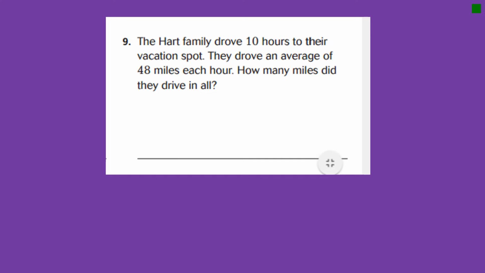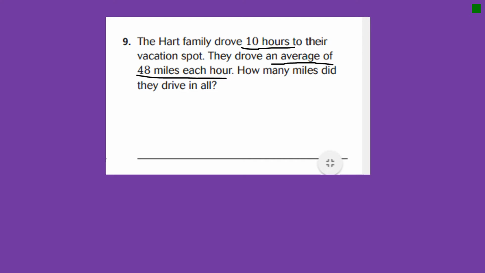This is number 9 down here in problem solving. The Hart family drove 10 hours to their vacation spot. They drove an average of 48 miles each hour. How many miles did they drive in all? Well, let's see. They drove for 10 hours. They drove an average of 48 miles each hour.